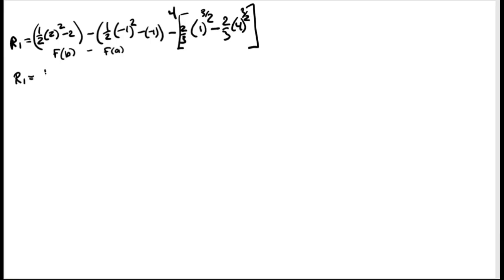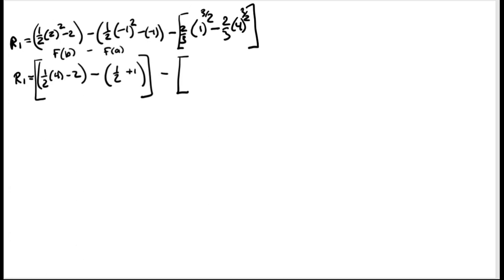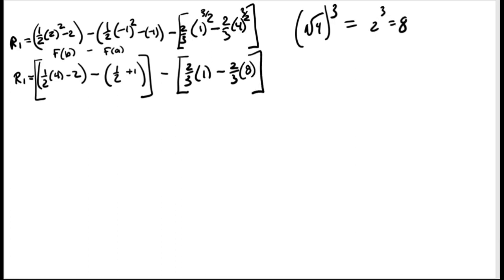So R1 is 1/2 times 4 minus 2 minus -1 squared is 1, so it's 1/2 minus a negative becomes plus 1. This is the first antiderivative minus the second antiderivative, which is 2/3 times 1 minus 2/3. 4 to the 3/2 power is saying the square root of 4 cubed, which is 2 cubed, which is 8. So 2/3 times 8.